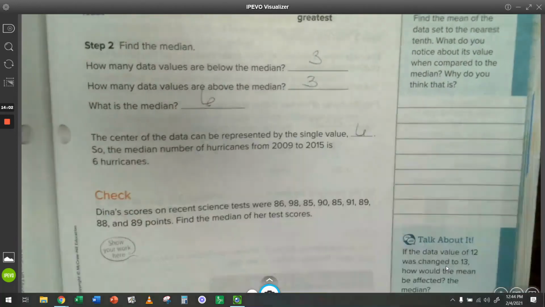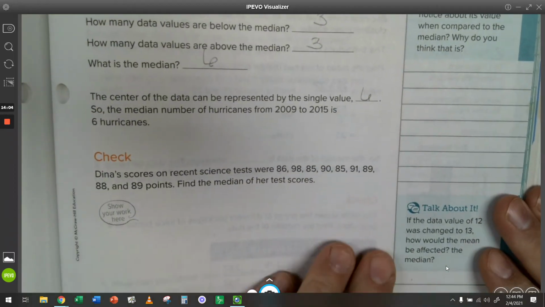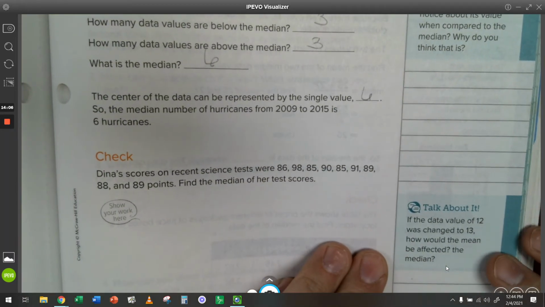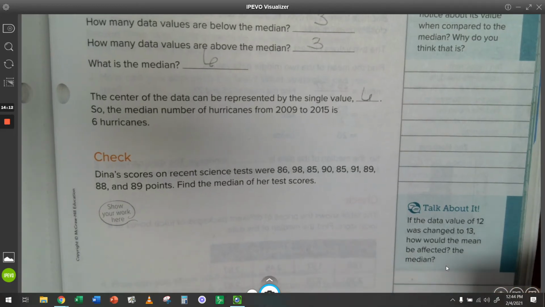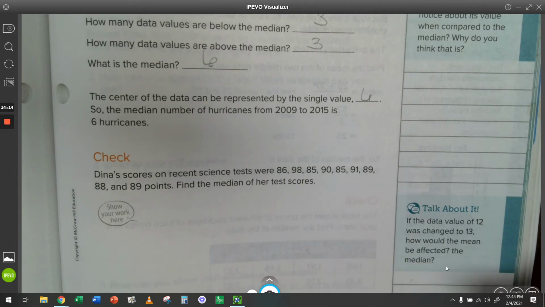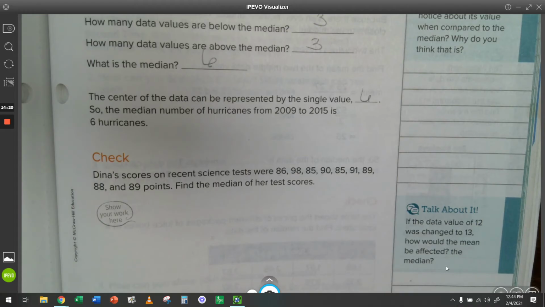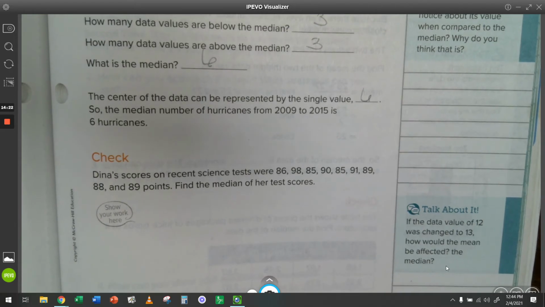Let's go ahead and try this with our check here. Dinah's scores on a recent science test were 86, 98, 85, 90, 85, 91, 89, 88, and 89. Now, obviously, we see some duplicates in here. Do you need to write it down every time you see it? Absolutely. You need to make sure to include every single point of data.